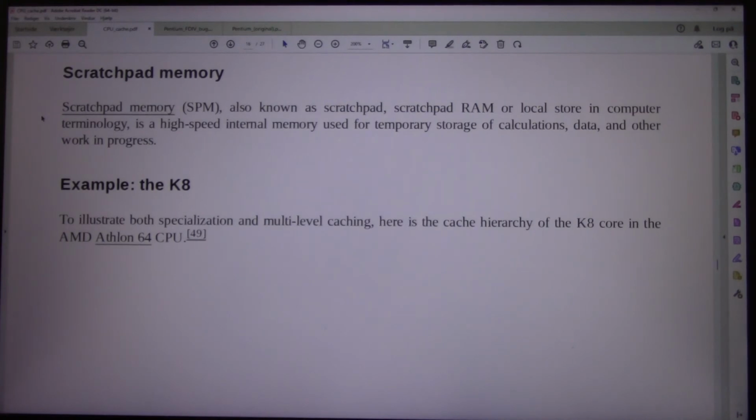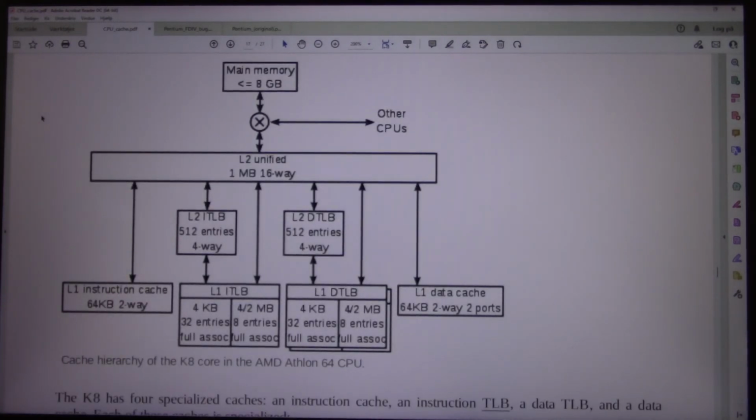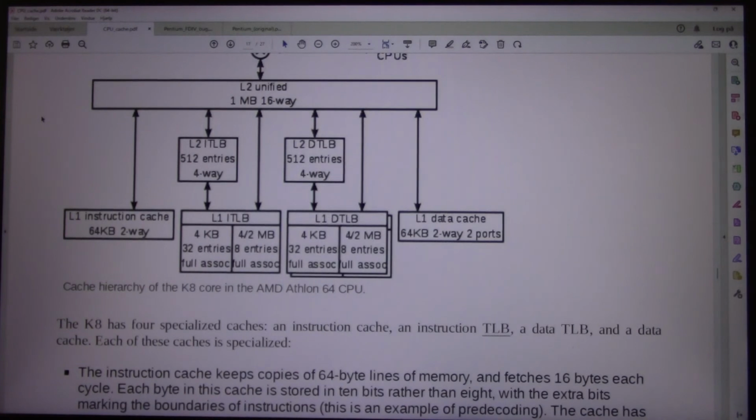Example, the K8. To illustrate both specialization and multi-level caching, here is the cache hierarchy of the K8 core in the AMD Athlon 64 CPU. The K8 has 4 specialized caches: an instruction cache, an instruction TLB, a data TLB, and a data cache. Each of these caches is specialized.